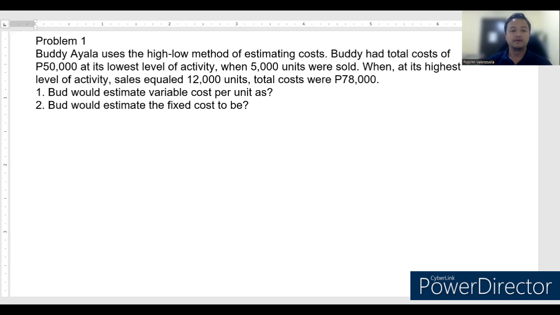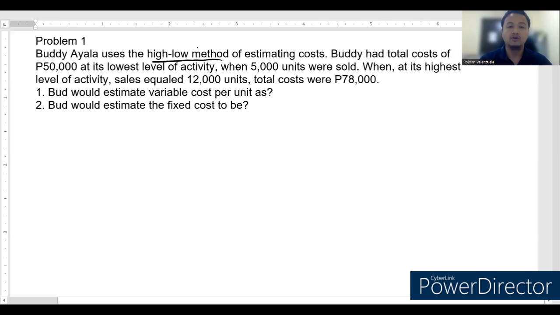Okay, first problem. Buddy Ayala uses the high-low method of estimating costs. Buddy had total costs of 50,000 pesos at its lowest level of activity when 50,000 units are sold. When at its highest level of activity, sales equaled 12,000 units. Total costs were 78,000. Number one, Buddy would estimate variable cost per unit as? Number two, Buddy would estimate the fixed cost to be? So, ang ating method daw na gagawin is high-low method.